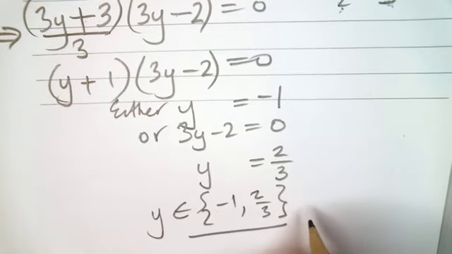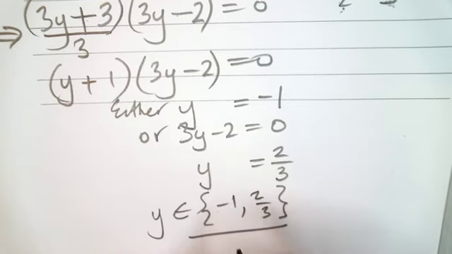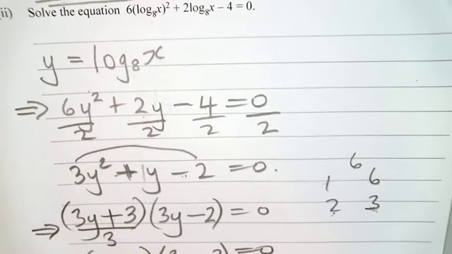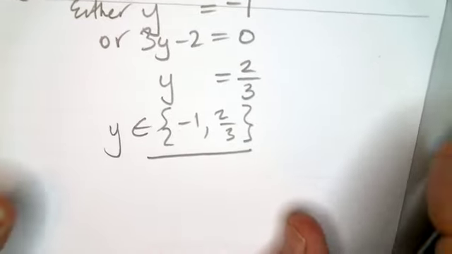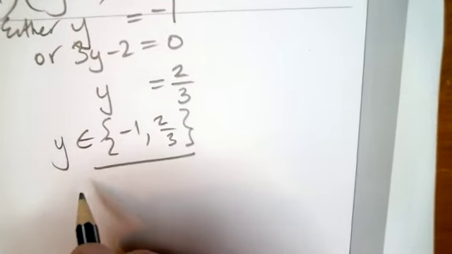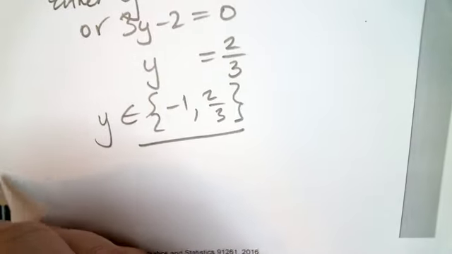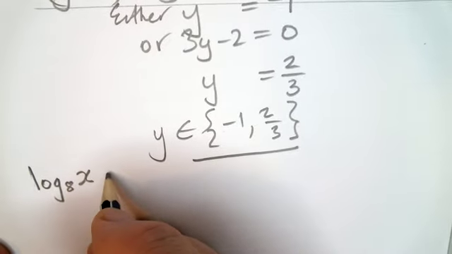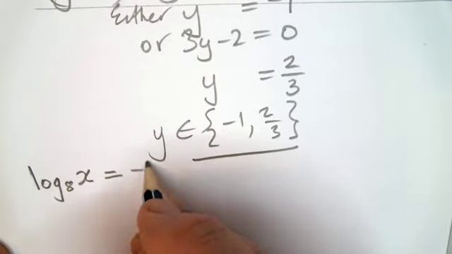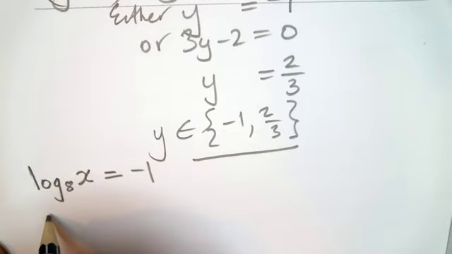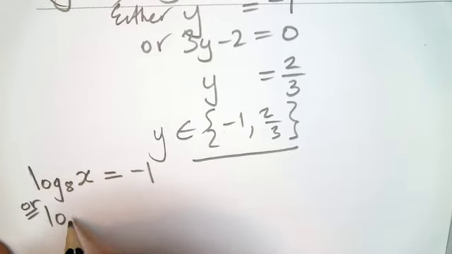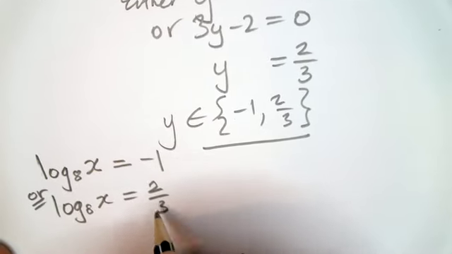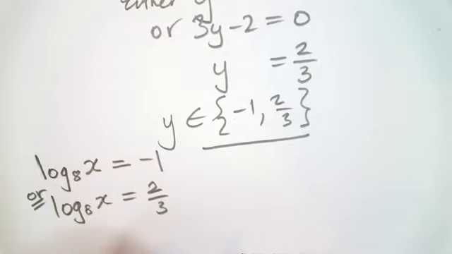However, we don't want y, we want x. And we know that the log base 8 of x is equal to those things. So now we can go ahead and solve that, yeah? So I'll just write it over here. We've got log base 8 of x is equal to negative 1, or log base 8 of x is equal to 2/3. So I'm going to change those into index form and find out what we've got.